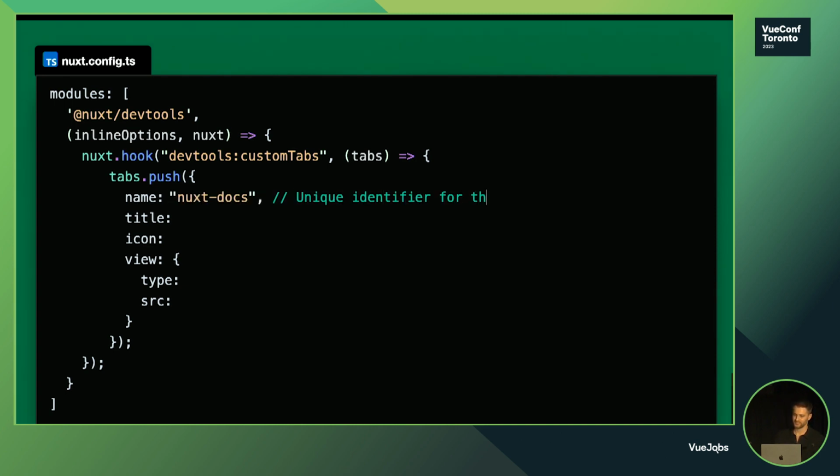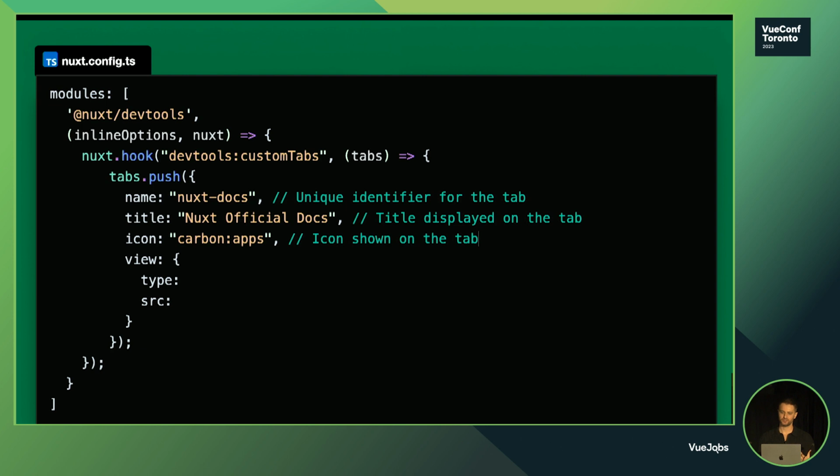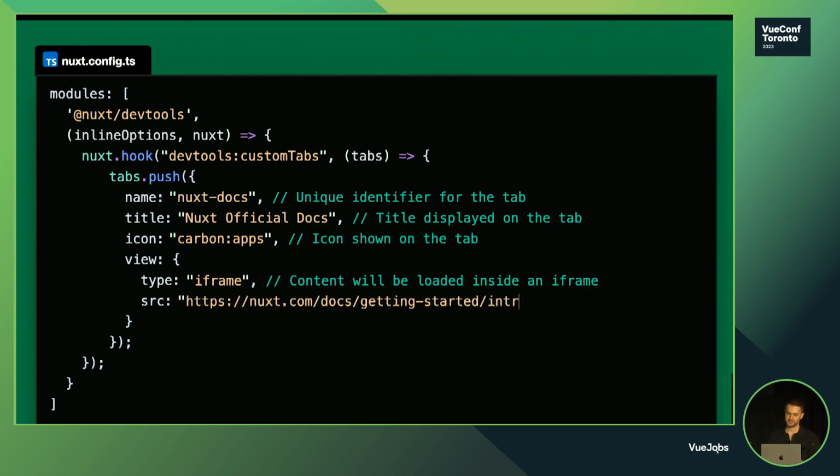So we're giving our new custom tab a name. This is the unique identifier for our tab. The title is what is actually going to be displayed in that tab. And then we can set up the icon to show that is going to be the clickable graphic for the tab. And then we can set it up to be loaded inside of an iframe and set the source URL for that content.